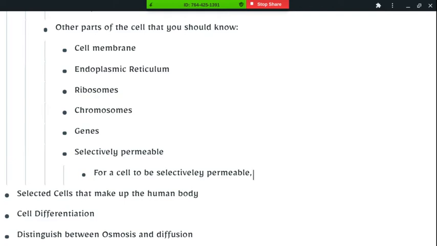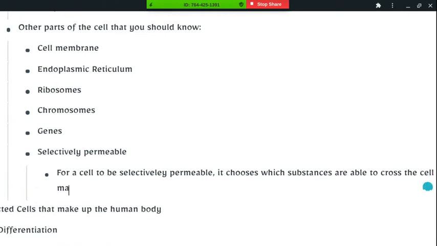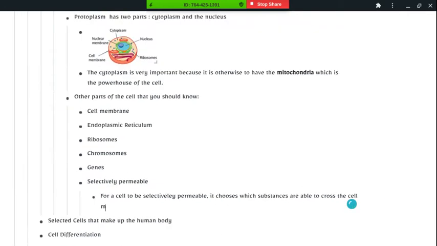That you have been selected for something. Right. So if a teacher came to you and told you, hey, you're selected for the honor roll, that means you were chosen specifically from a group of things. So for a cell to be selectively permeable, it chooses which particles or substances are able to cross the cell membrane. I'm going to zoom out a little bit. Cross the cell membrane.